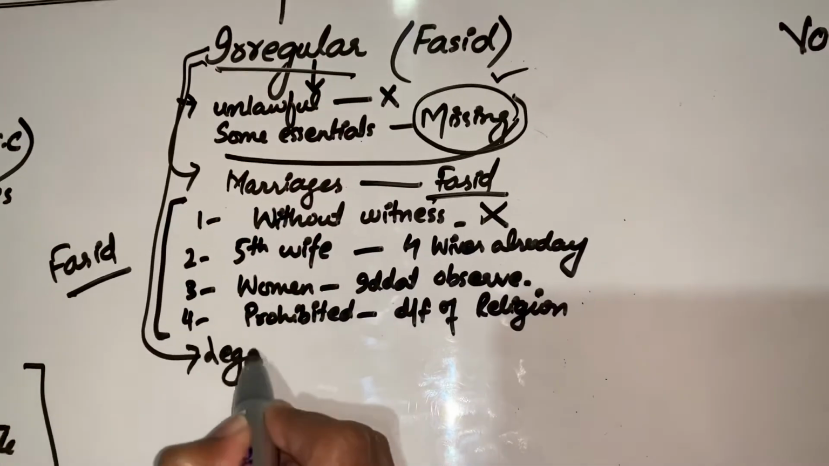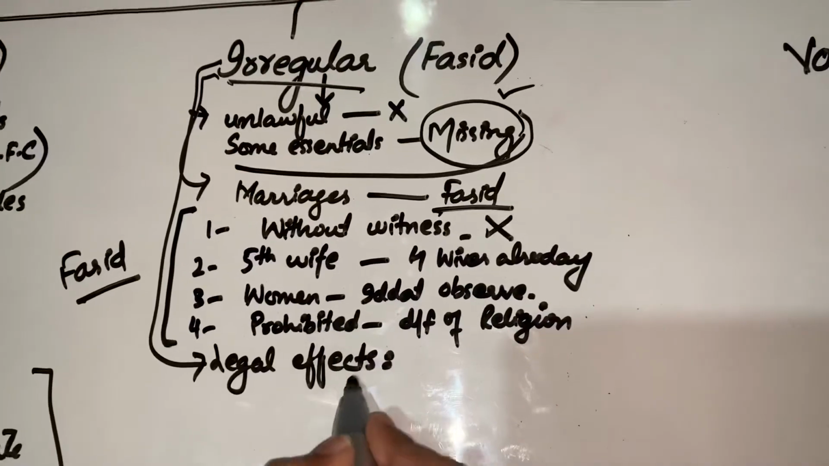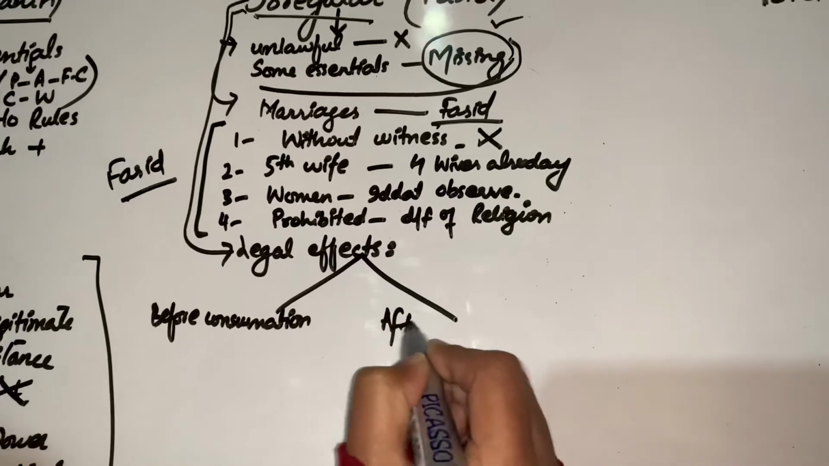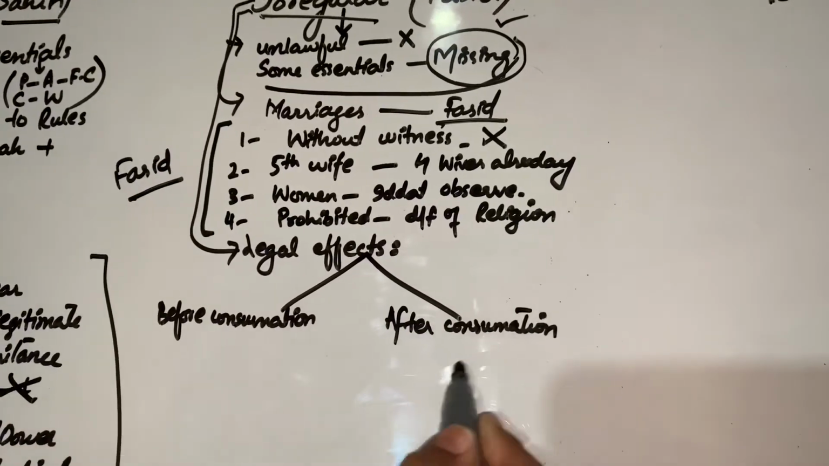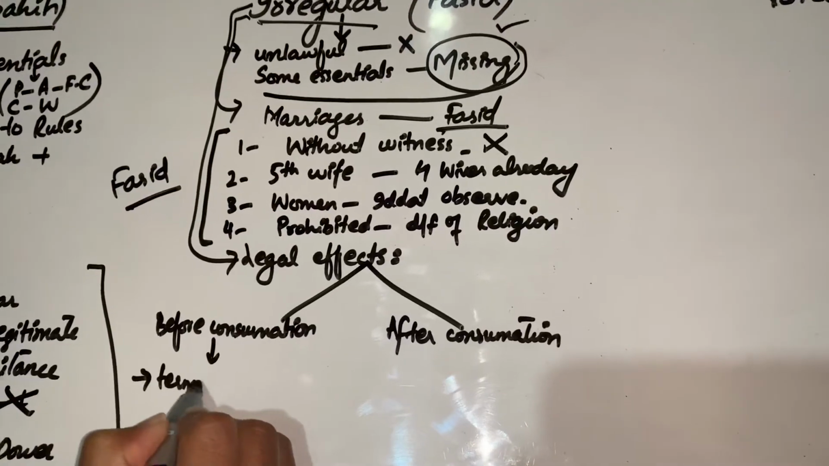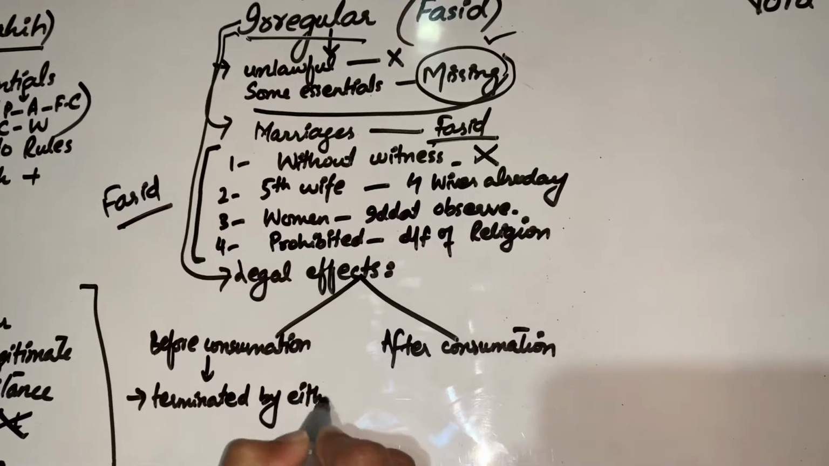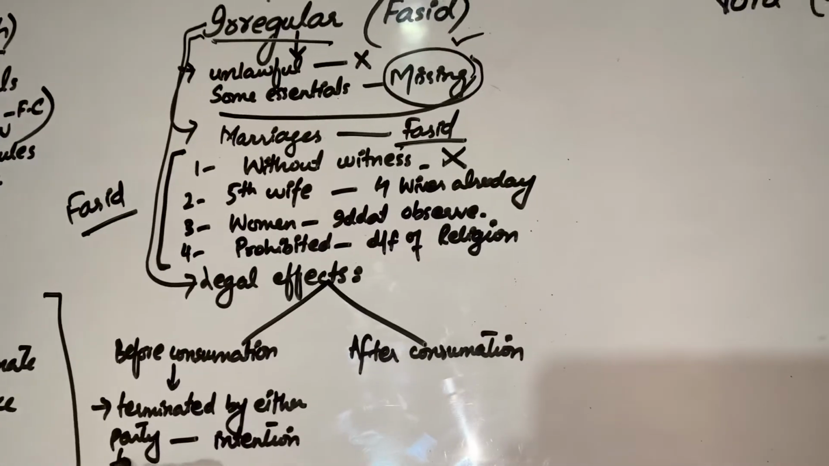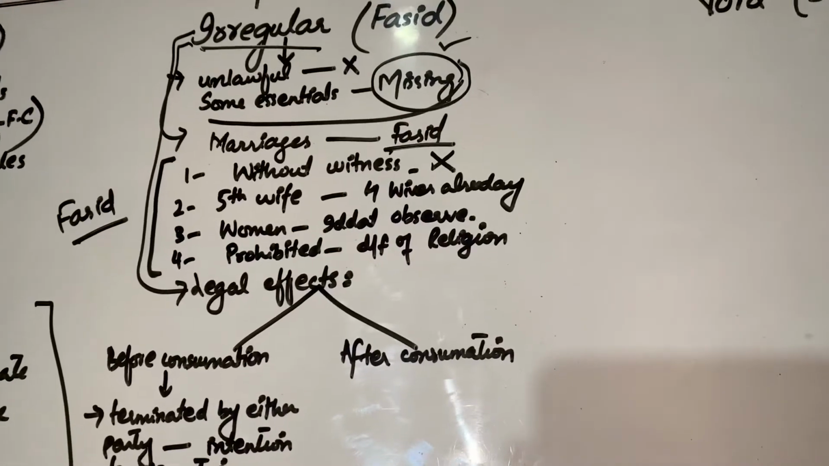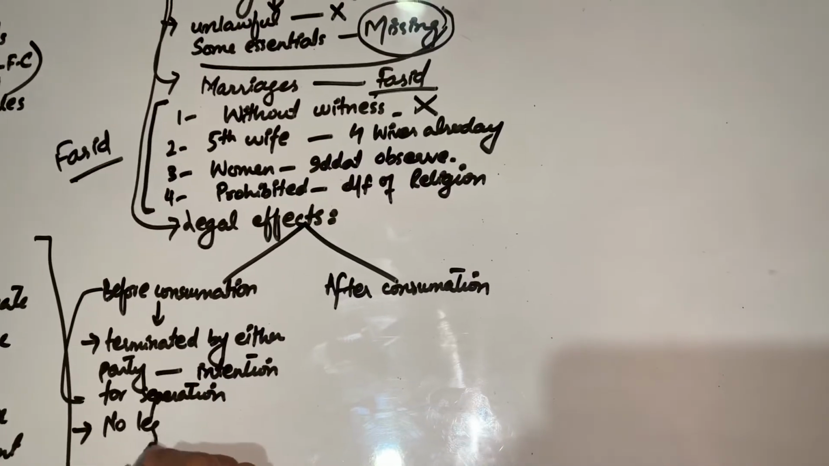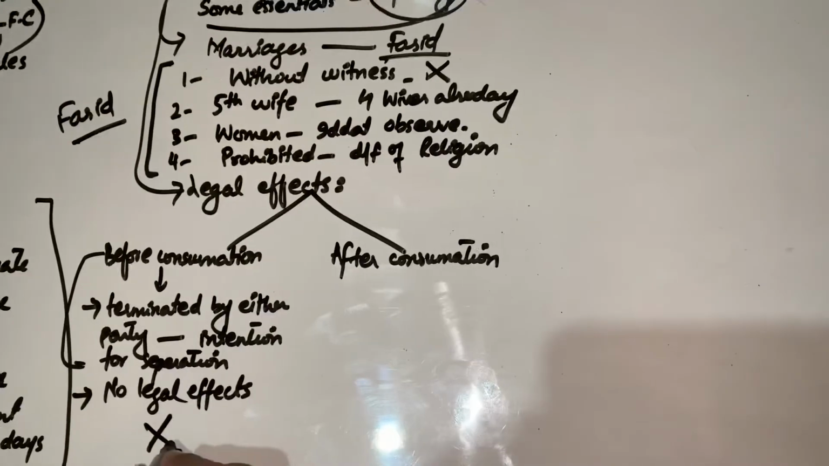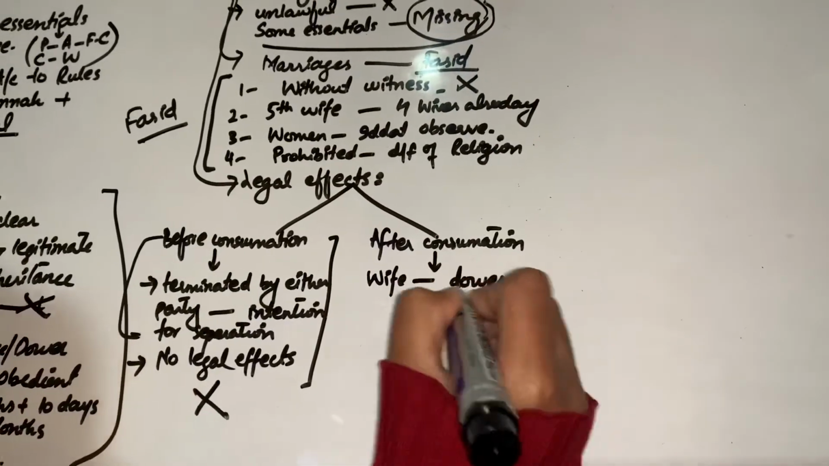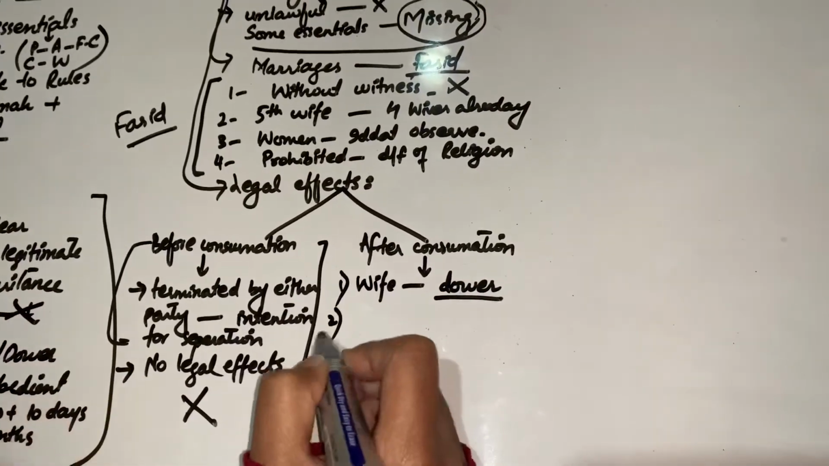Now let's discuss what kind of legal effects irregular marriage creates. So the legal effects of irregular marriage include before consummation and after consummation. Before consummation or physical relation, the marriage may be terminated by either party, either wife or husband, by their words showing an intention that they want to separate or they don't want to continue their marriage. So before consummation, there are no legal effects. While after consummation, if the consummation has taken place, then the following legal effects occur.